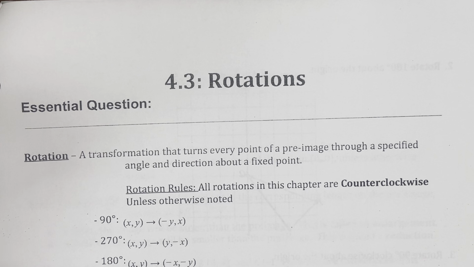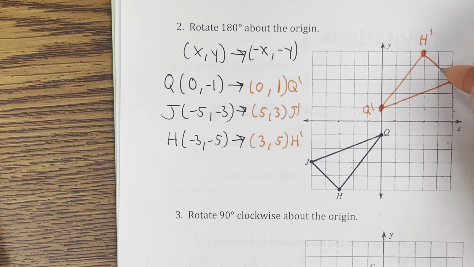So then I plot my new points. So 0, 1. Okay. 5, 3. Q prime, 1, 2, 3, 4, 5. 1, 2, 3. There's J prime. And lastly, we have the point H prime at 1, 2, 3, 1, 2, 3, 4, 5. H prime. And there's our new image based off of that pre-image.